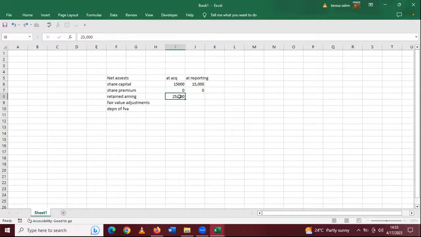They were 25,000. Are you sure? 25,000 was at, it's okay. Now 40,000, yes. Fair value adjustment, we had land, isn't it? Yeah, we said for the fair value adjustment, it's the same. Always the same. At acquisition and at reporting, the same. And the depreciation, we don't have it.